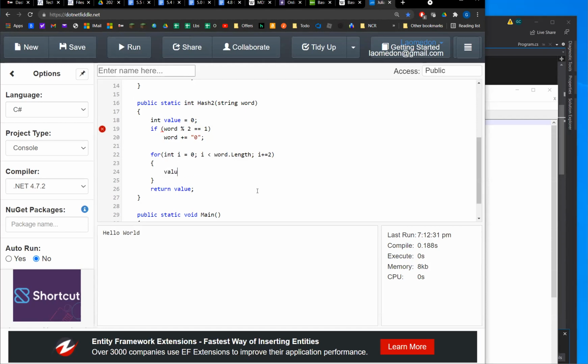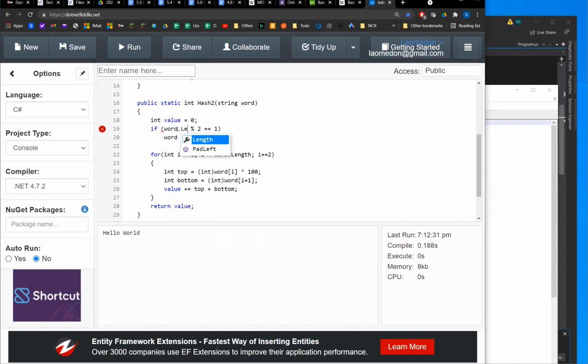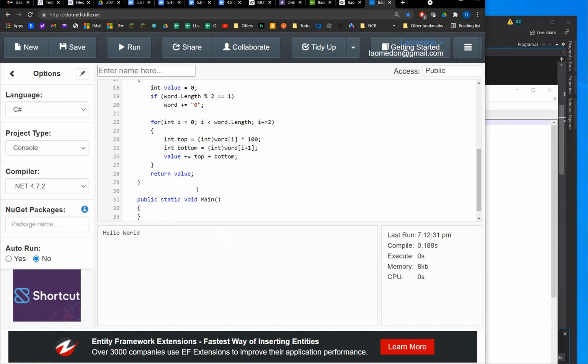I'll show you what's going on. Okay, so top equals, we're going to look at the value of word sub I. Multiply that by 100 to shift it over. And bottom equals int of word I plus 1. And then values plus equals top plus bottom. So if things are working, this will spit out the data we want.